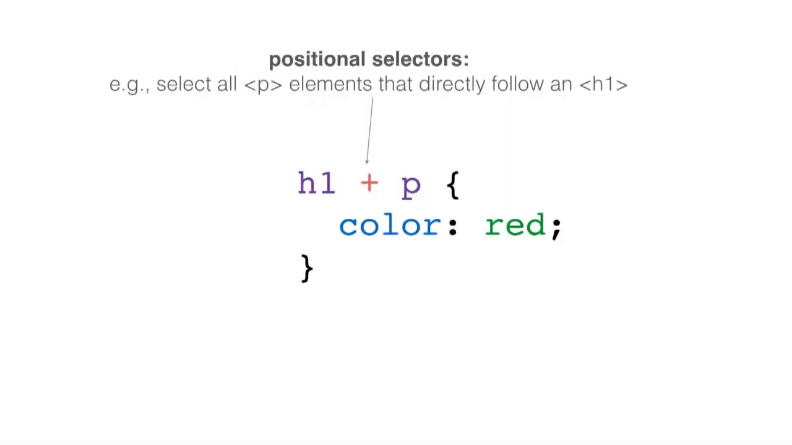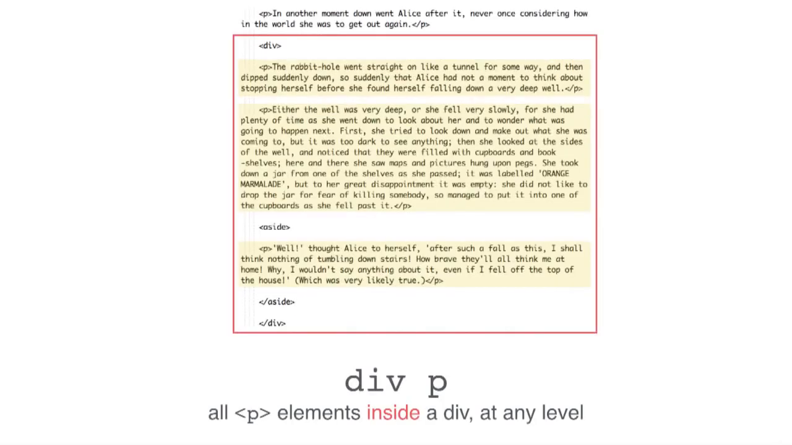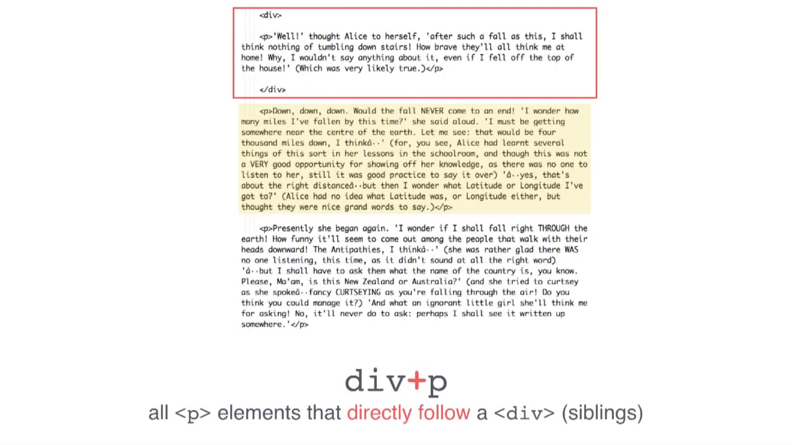You can refine your target by using positional selectors. Combine these symbols with element tags to select based on the positional relationship of your elements to each other. For example, you can select only every paragraph that directly follows a level 1 heading. Or you can select every paragraph that is anywhere inside a div element, even if it's buried within a bunch of other elements. You can select only direct children of an element, or elements that follow a specific element. So here I'm selecting only paragraphs that directly follow a div element.